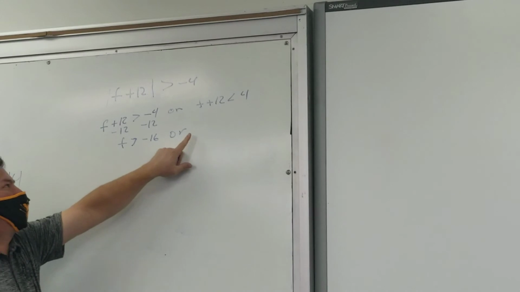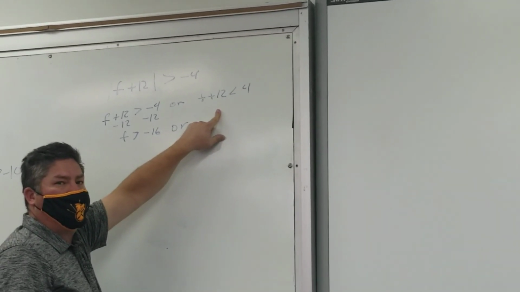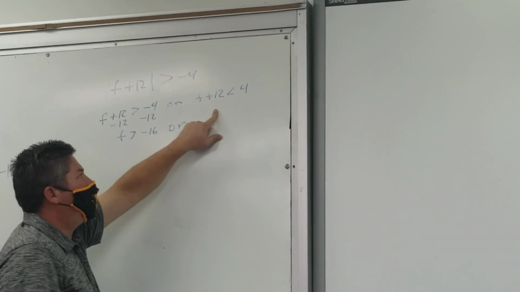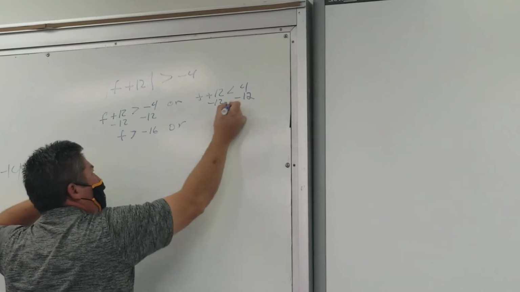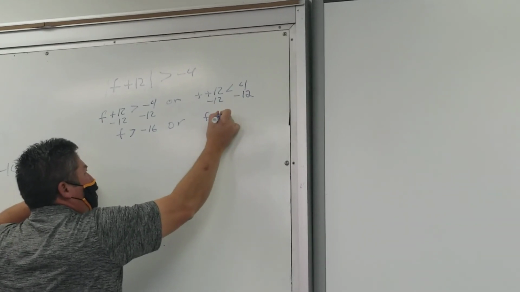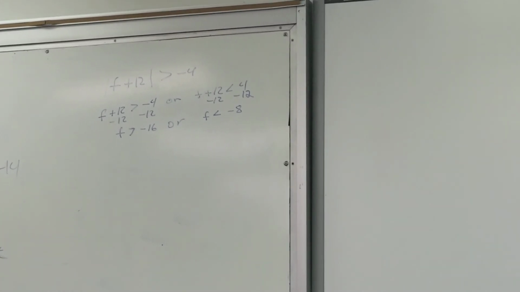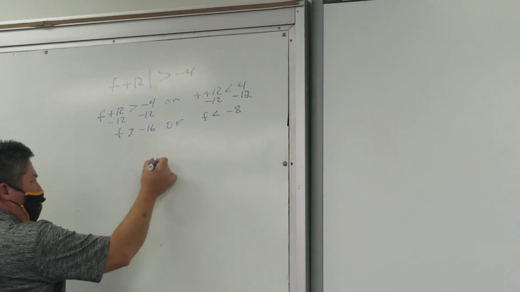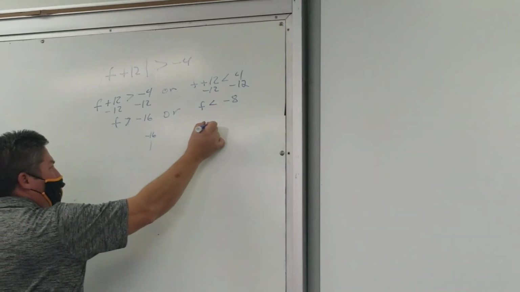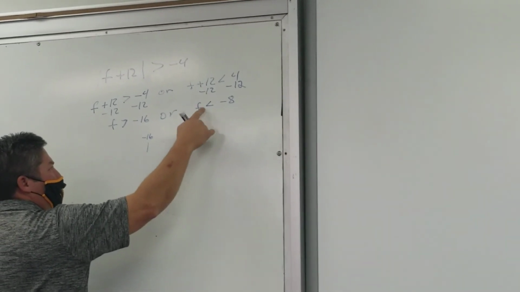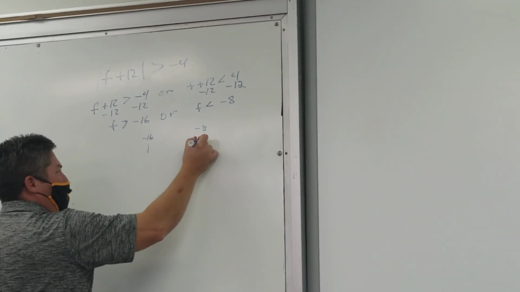And then what am I going to do here? Minus 12 on both sides. What's negative 4 minus 12? Negative 16. Now think about the number line. What key points am I going to mark? Negative 16 and negative 8. This one says that f has to be less than negative 8.